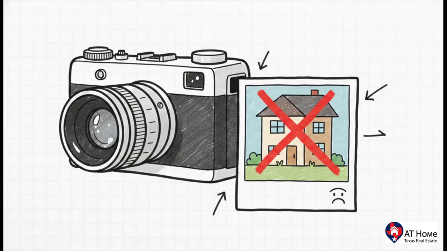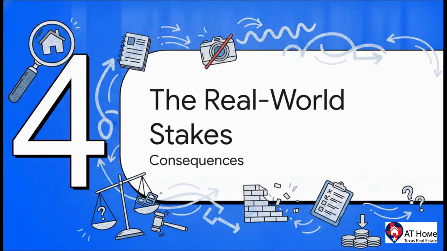If the physical reality of the property in this exact moment doesn't match the photo you are about to upload, then that photo simply cannot be in the listing. Period. End of story. Now for Section 4, the real-world stakes. Let's zoom out for just a second here. Why do these super strict rules even exist, and what actually happens when agents decide to ignore them?